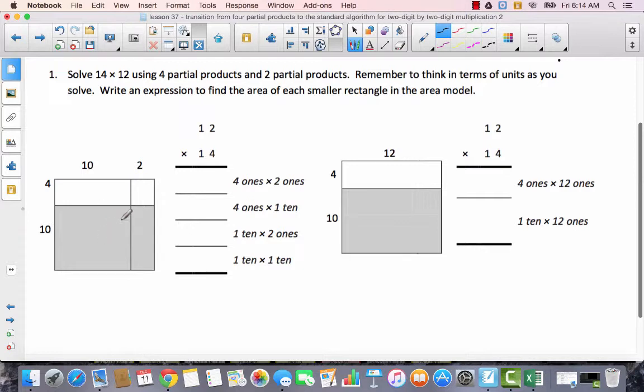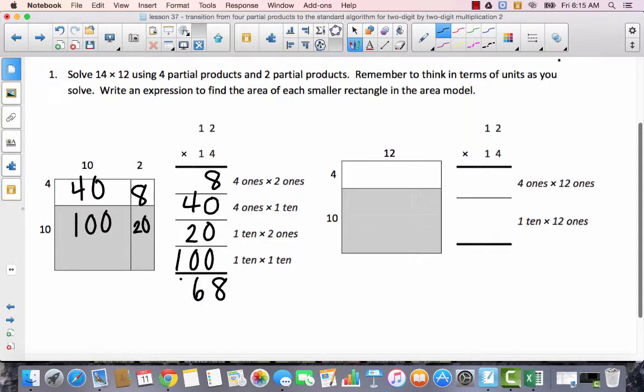Okay, so we have 4 times 10, which is 4 ones times 10 tens, which is 40. And if you come over here, you can see they have 4 ones times 10 tens, so that goes here. And then we have 4 times 2, which is 8. So 4 times 2 is 8. And then we have 10 times 10, which is 100. And we have 10 times 2, which is 20. So 10 times 2 ones is 20, and 10 times 10 is 100. So now we add all of these partial products together. So this is 4 partial products. We get 168.